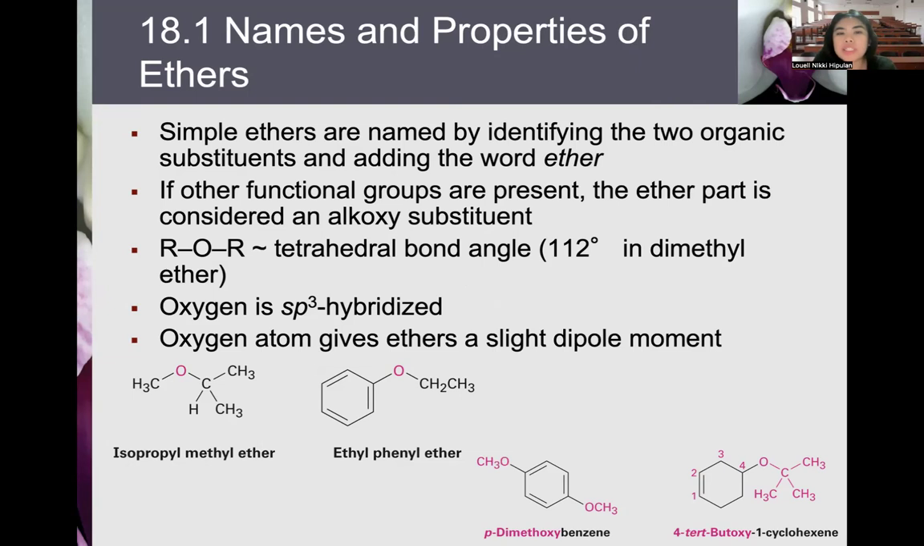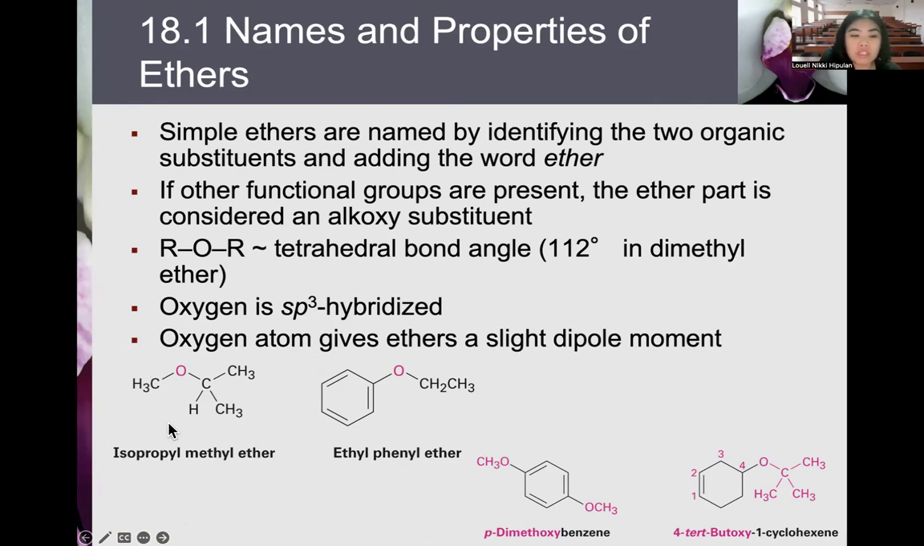So ROR has a tetrahedral bond angle, which is 112 degrees, specifically for dimethyl ether. And oxygen is sp3 hybridized. The oxygen atom gives ether a slight dipole moment, because your oxygen has two lone pairs. So here, there is no other functional group, so that's why it's called an ether. The ether will not act as a substituent.